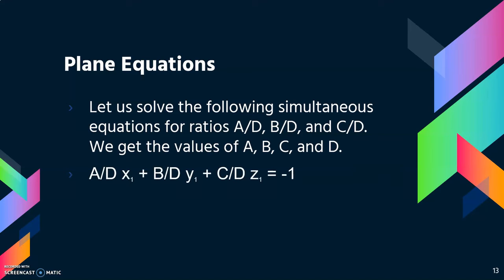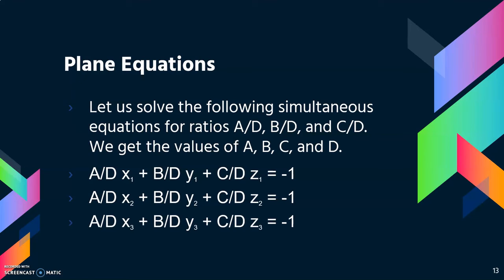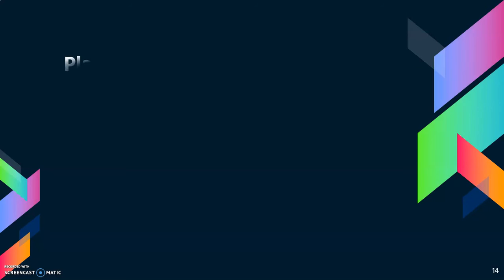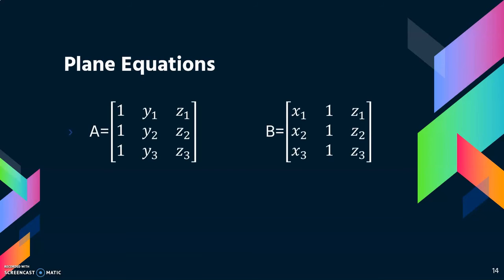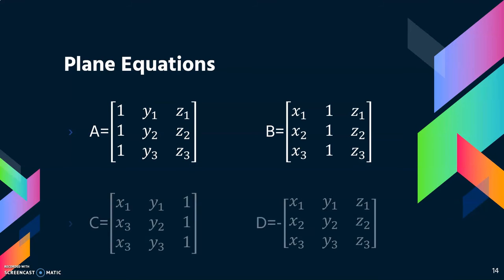So A/D x1 plus B/D y1 plus C/D z1 equals -1. Likewise A/D x2 plus B/D y2 plus C/D z2 equals -1. And also A/D x3 plus B/D y3 plus C/D z3 equals -1. To obtain these equations in determinant form, we can apply Cramer's rule to the equations. By applying Cramer's rule, we are forming it into a matrix format. So this is the matrix for A, matrix for B, matrix for C and matrix for D.